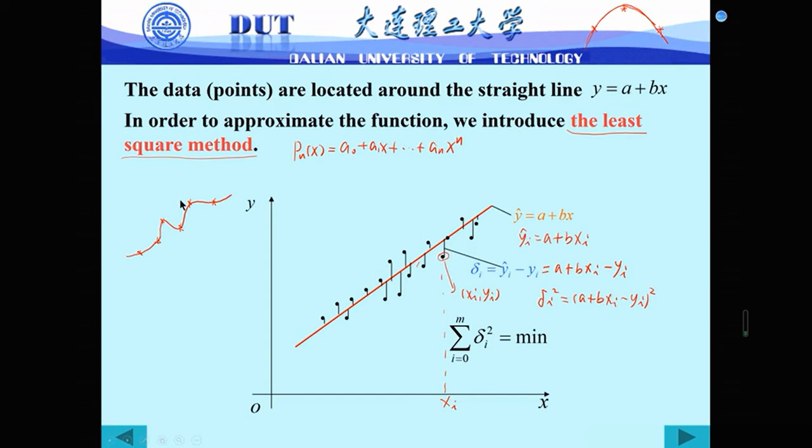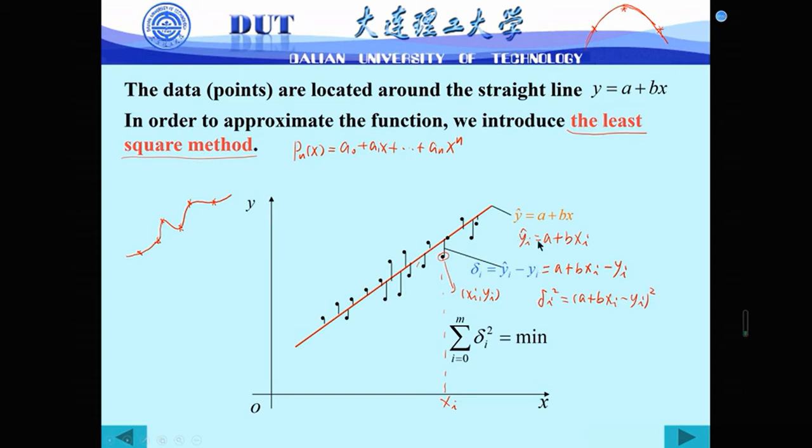Firstly, for the interpolation method, the curve passes through all the data points. But now, we don't pass through all the data points, because now the data points are noisy data. So we cannot interpolate the noisy data. Okay? First difference. The second difference, the degree of the polynomial. For the interpolation method, the degree of the polynomial equals the number of data points minus 1. Remember? But now, the degree of the function is independent of the number of nodes for the least square method.